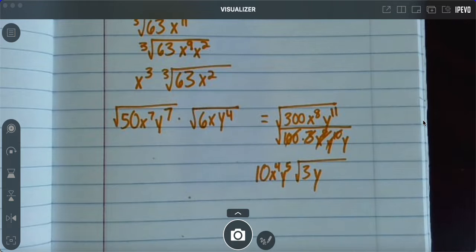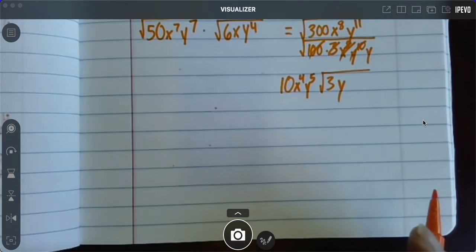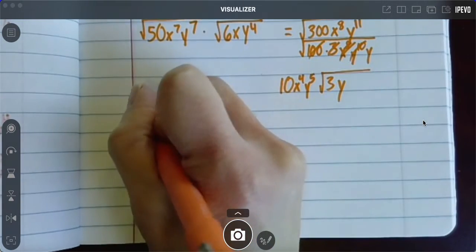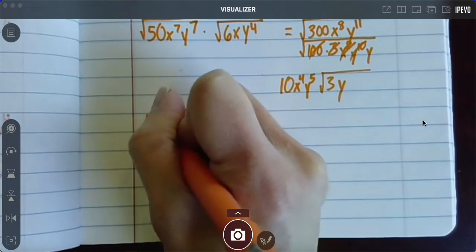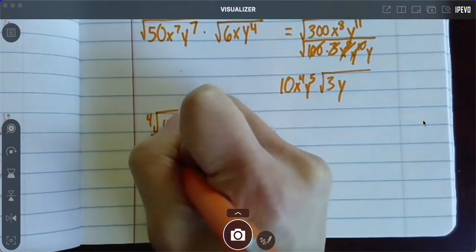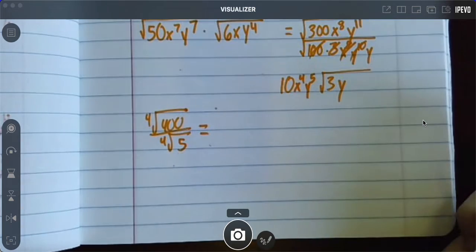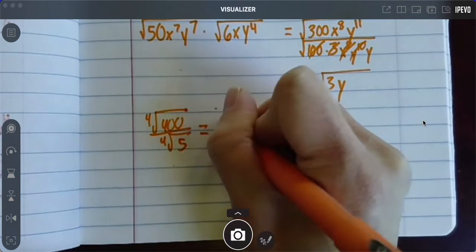Okay, let's keep going. Number 10. There's not one. I think the next one that's like on the test is like number 12. It's very easy, but we're not to it yet. But let's still go through these. Number 10, I have the 4th root of 400 divided by the 4th root of 5. Basically, what's 400 divided by 5? We can divide those.